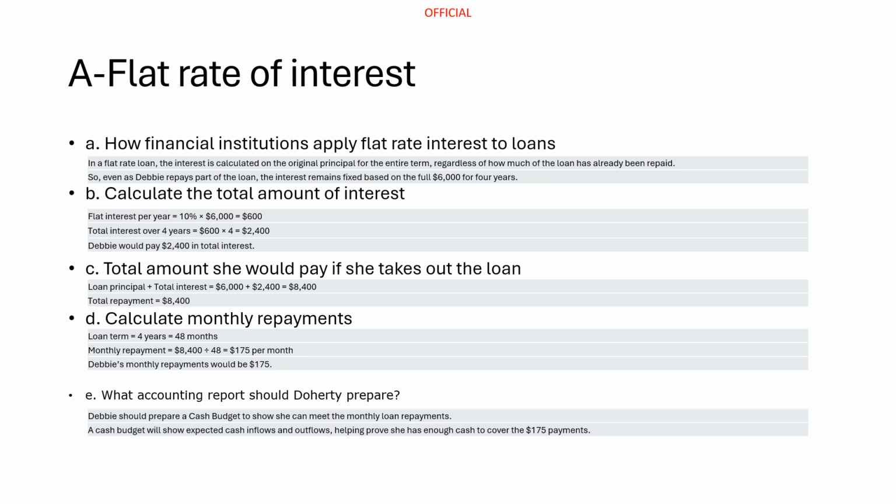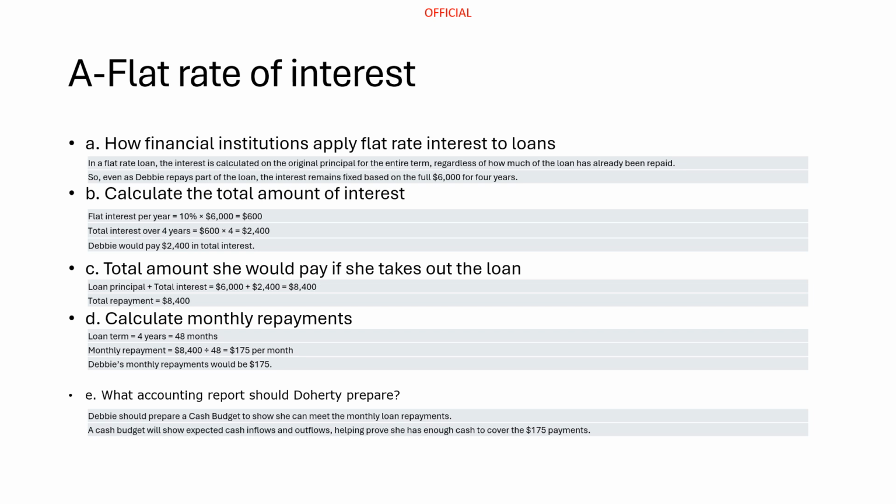How do financial institutions apply flat rate interest to loans? In a flat rate loan, the interest is calculated on the original principal for the entire term, regardless of how much of the loan has already been repaid. So even as Debbie repays part of the loan, the interest remains fixed based on the full $6,000 for 4 years. So the total amount of interest that Debbie would pay is: $6,000 is the loan amount at 10%, $600 per year. So over 4 years, $2,400.